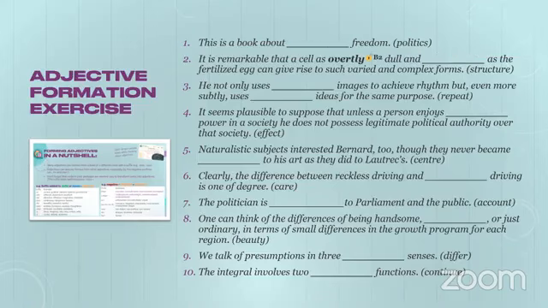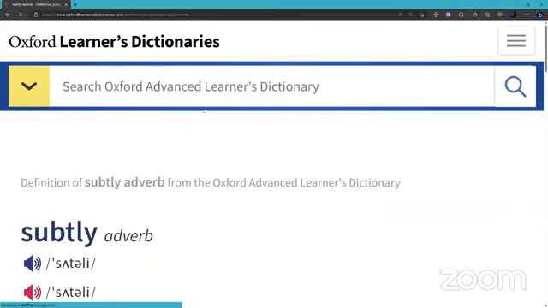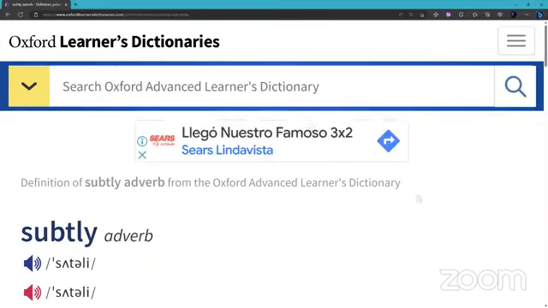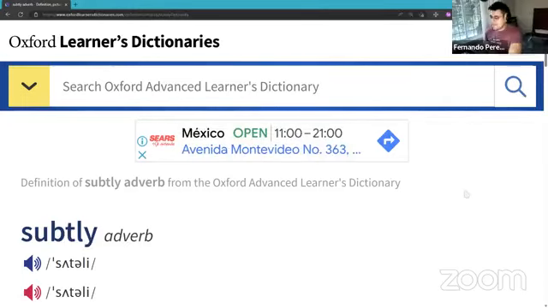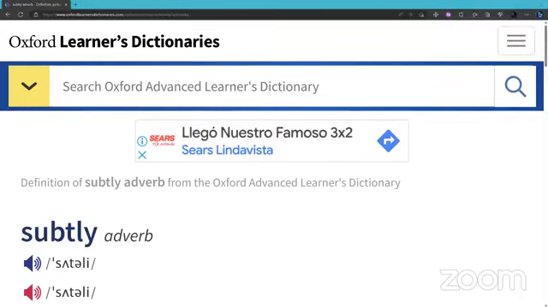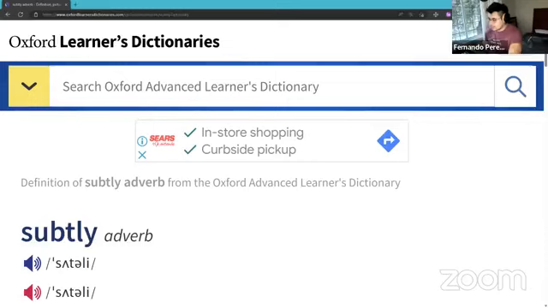Yes, he not only uses images to achieve rhythm, but even more subtly. What is... I don't know the meaning. Okay, the pronunciation first. I don't remember the second symbol. No, I don't know. Okay, let's go through the symbols.